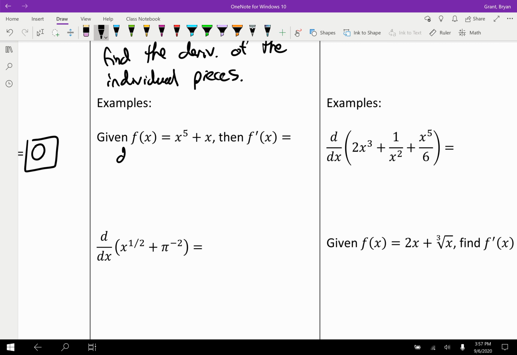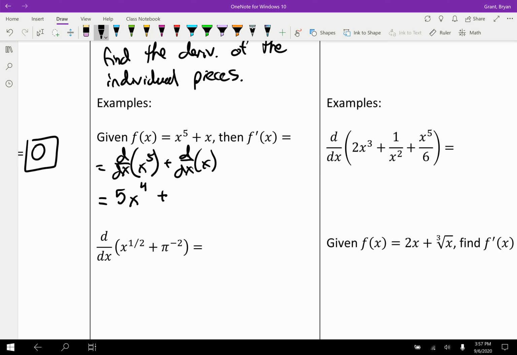So f prime of x is actually going to be equal to taking the derivative of x to the fifth and then taking the derivative of x, each part individually. Instead of viewing this as a whole, it's saying just look at the graph of x to the fifth and find that slope, then look at the graph of x and find that slope. Well, the graph of x to the fifth is going to have a derivative function of 5x to the fourth. Drop the 5 down, reduce the power by 1.